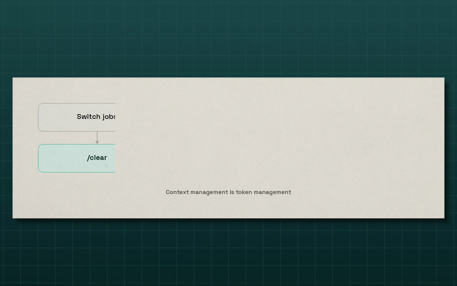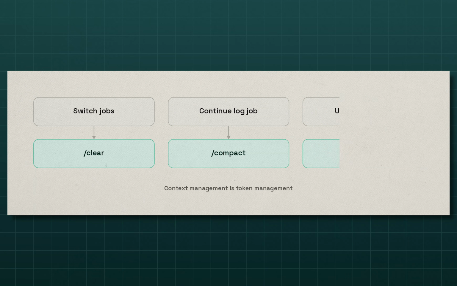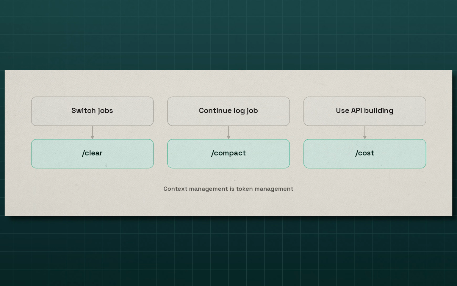Claude Code, for example, makes this unusually easy. Now, Anthropic says that every turn includes the conversation so far, project context, and a new prompt. A long session can keep resending work from earlier in the conversation. And that's why /clear matters when you switch jobs, and /compact matters when you continue doing a long job, and then /cost matters when you are using API billing. Context management is token management.